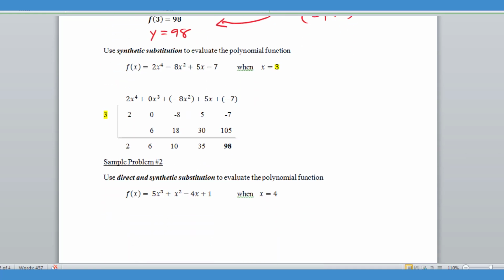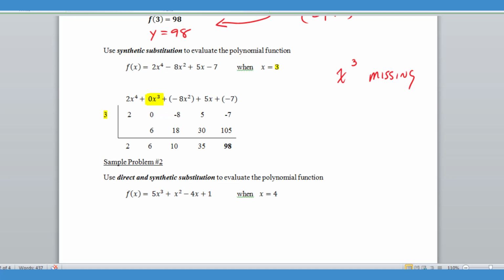What happens in synthetic substitution is we actually pull out all of the coefficients and work with just the coefficients and eliminate the variables. Now, in order for this to work, we must be working with every single coefficient. And what I mean by that is this. If you look at the original function, we are missing an x to the third term. So this is missing. It's not actually in there. Well, in order for synthetic substitution to work, it has to be in there. And so when we fill it in and it's not there, we give it a coefficient of 0.